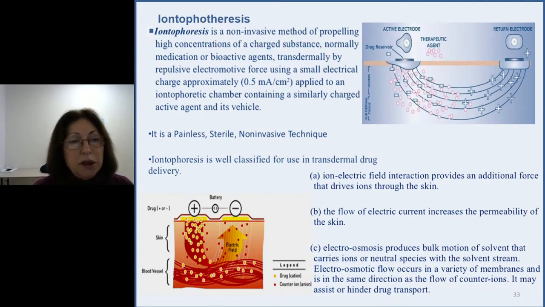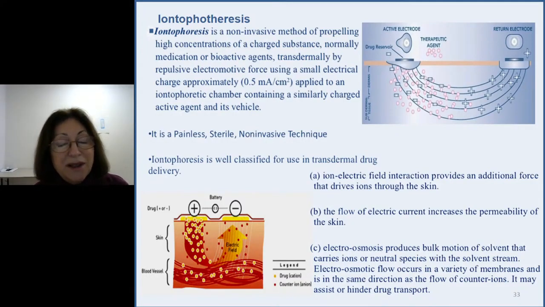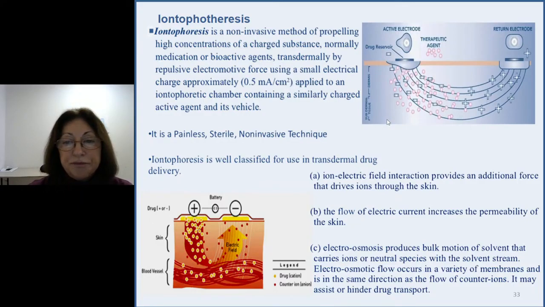Normally, a medication or bioreactive agent is delivered transdermally by a repulsive electromotive force using a small electrical charge. Approximately, the electrical charge is of that density, 0.5 milliampere per centimeter squared. How is this technique working?